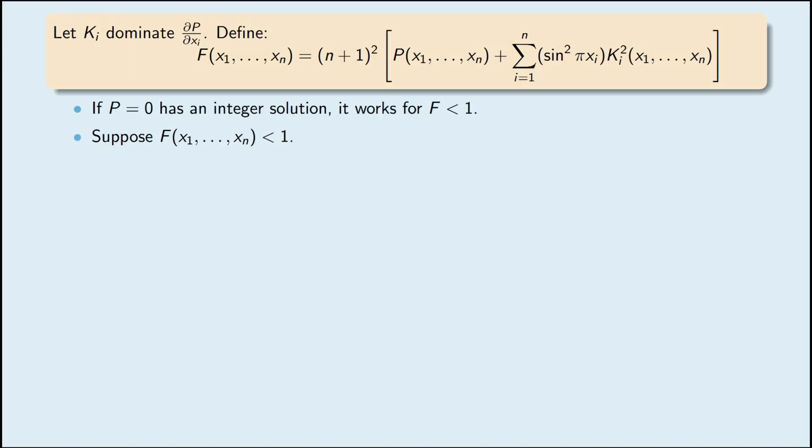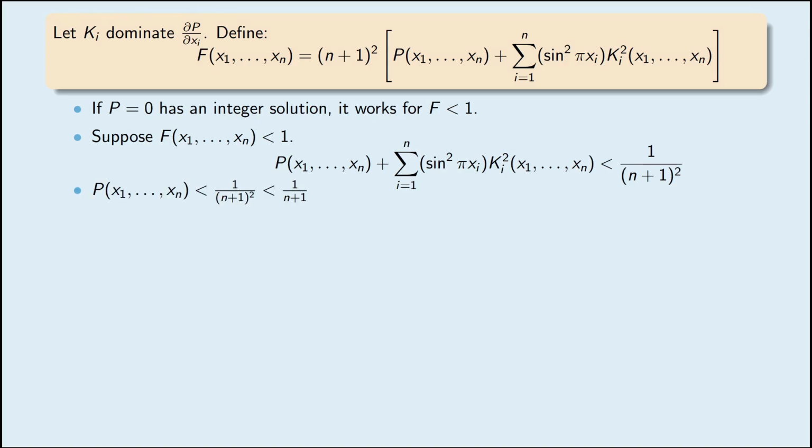On the other hand, suppose that we have some real numbers, x1 through xn, that make f strictly less than 1. We'll want to show that when we round those numbers to the nearest integers, that makes p equal to 0. Rewriting our inequality a bit, we get that p plus the sum is strictly less than 1 over n plus 1 squared. Since each term in this sum is non-negative, remember that we assume that p only spits out non-negative values, each term in the sum has to be less than 1 over n plus 1 squared. This includes p, and we'll actually just need that p is less than 1 over n plus 1. And similarly, the square roots of the terms in the sum also have to be less than 1 over n plus 1.